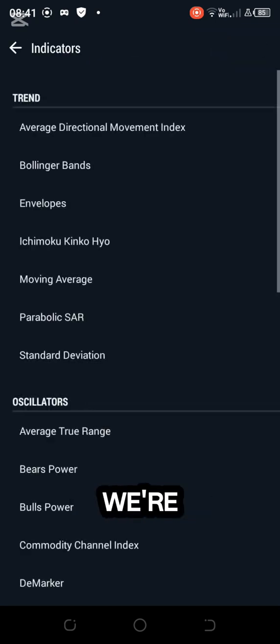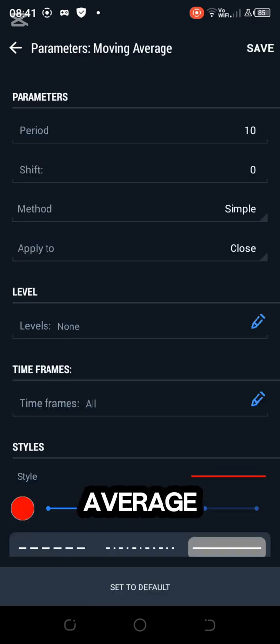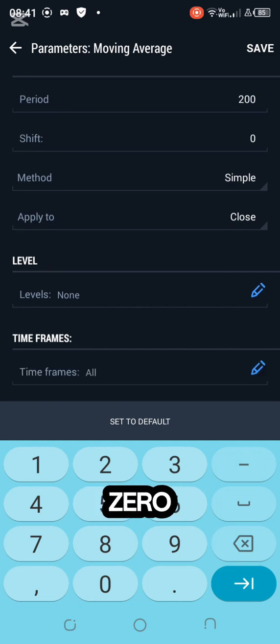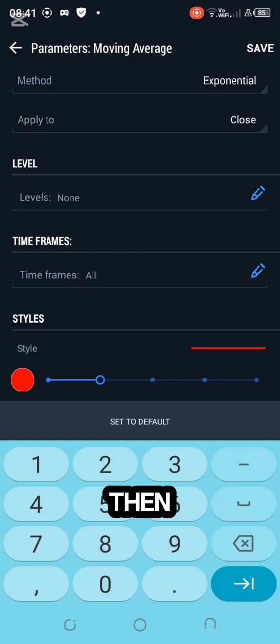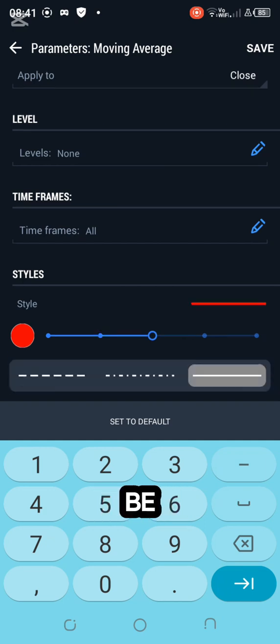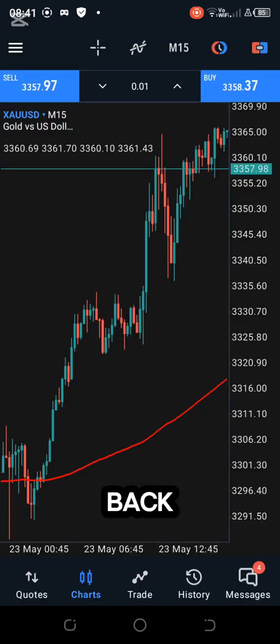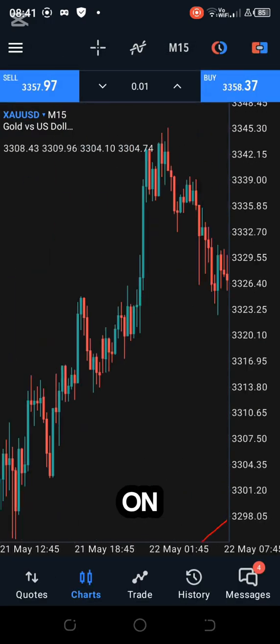The first indicator is a moving average. The moving average will have a period of 200, shift 0, method exponential, applied to close. Then the style is going to be red. I'm going to use red, and I'm going to save. If you come back, we now have this moving average on our chart.